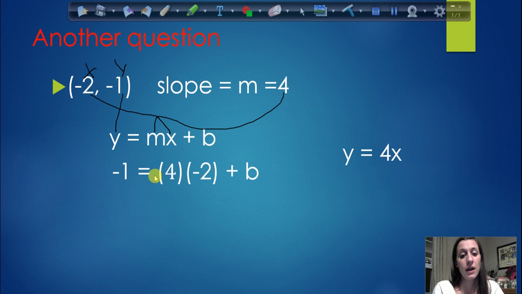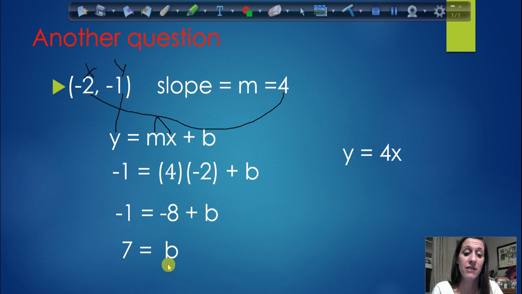So I'm going to evaluate. 4 times -2 is -8. And now I'm trying to get b by itself, so I should add 8 to both sides, and I'm going to get that the b value is 7. So the equation of my line will be y equals 4x plus 7.